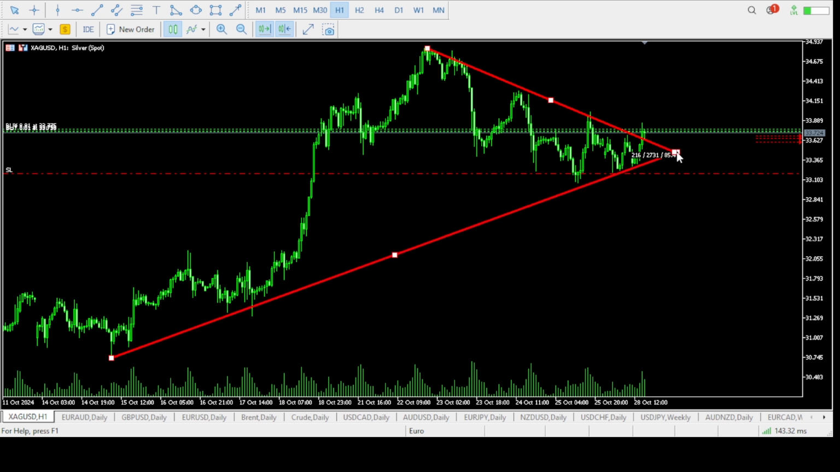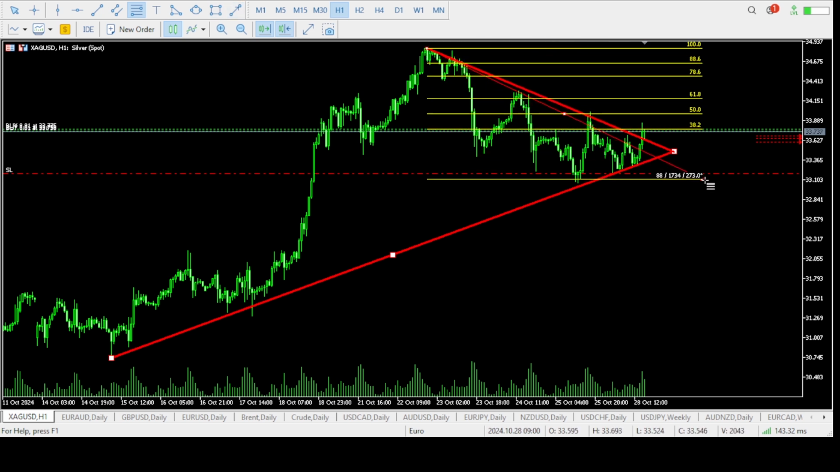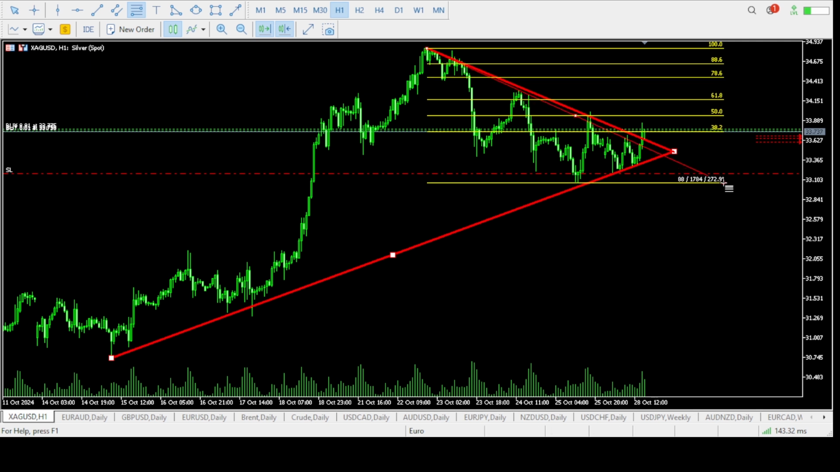At the same time, I'm looking for trend continuation. If you draw your Fibonacci on this place, this swing high, all the way to this swing low here, you can see price is around the 38.2 Fibonacci level. So hopefully price can head up.